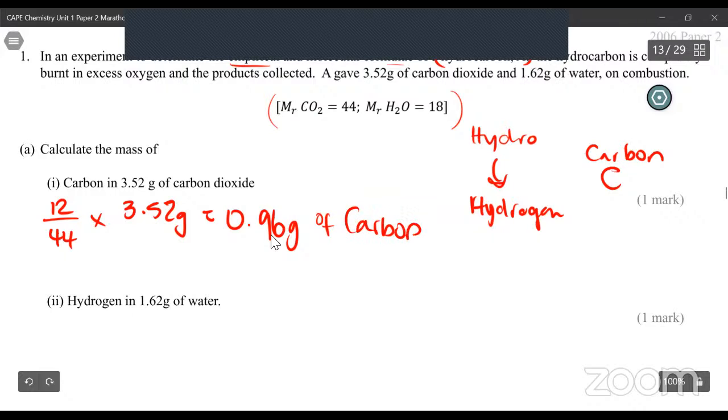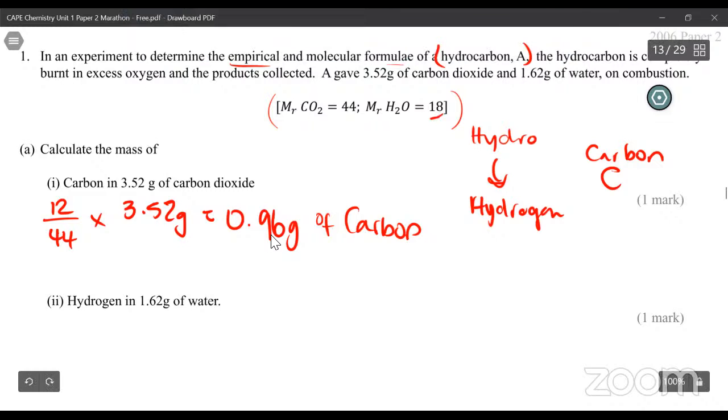Now for hydrogen, you're going to do the same thing. We know that the molecular mass is 18. So hydrogen is H2O. Therefore, hydrogen is like 1 gram times 2. That will give you 2 grams. So you're going to put 2 out of 18 times 1.62 grams of water. All right.